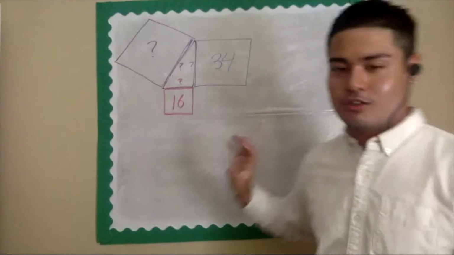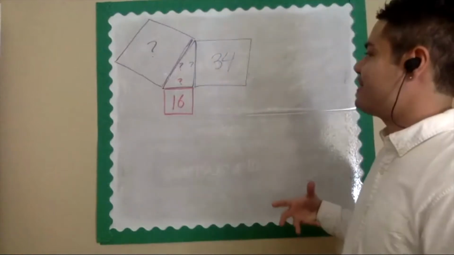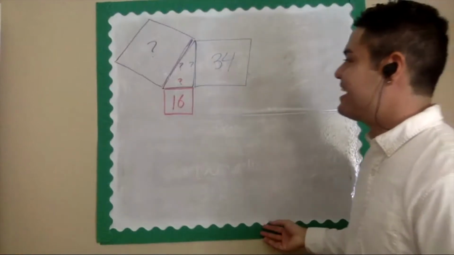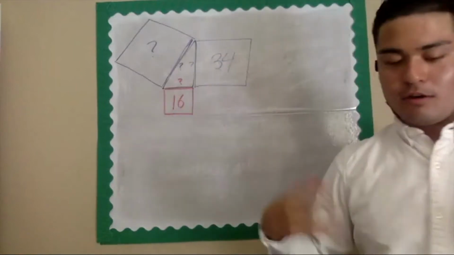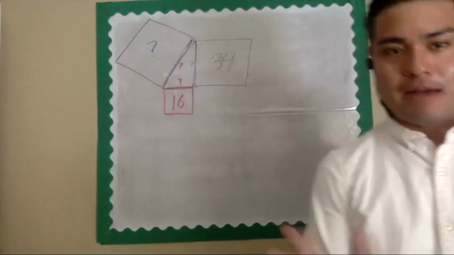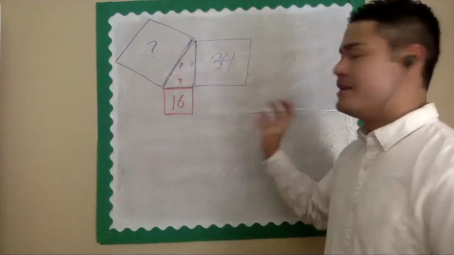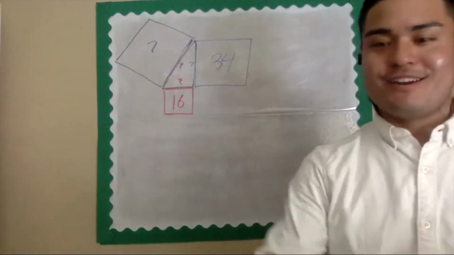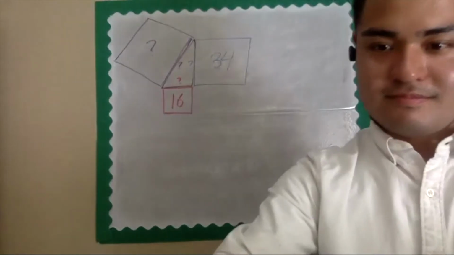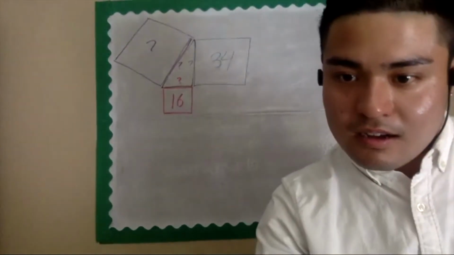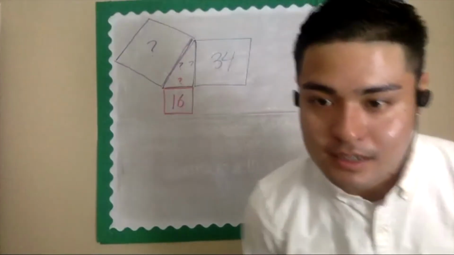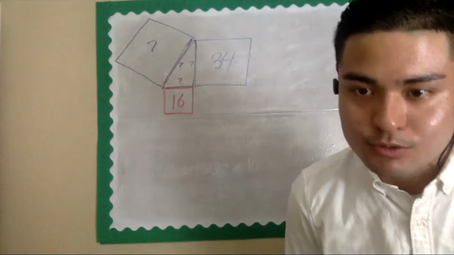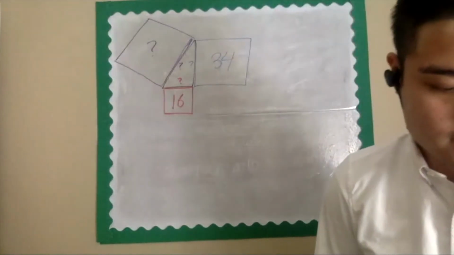What numbers, or sorry, so we want to find out the question marks. And there's a lot of stuff going on here. So test taking skill, a math practice: what numbers do we know? What do we already know? All right, 34 and 16 are the areas of the smaller squares. To find the hypotenuse, we're doing 34 plus 16.